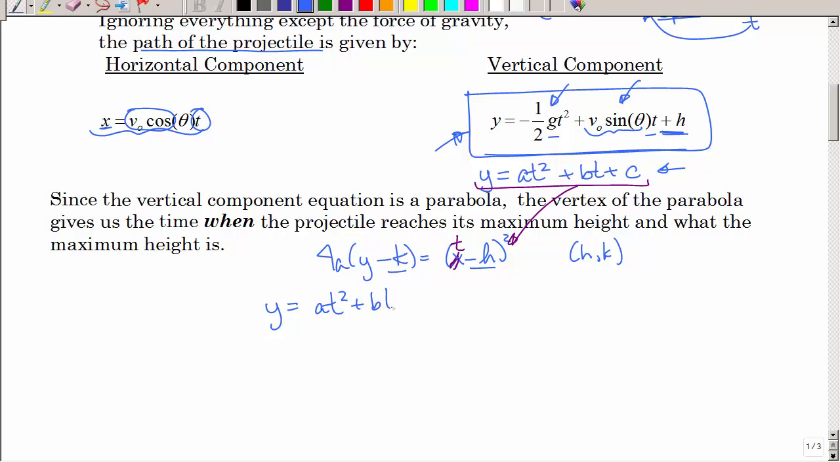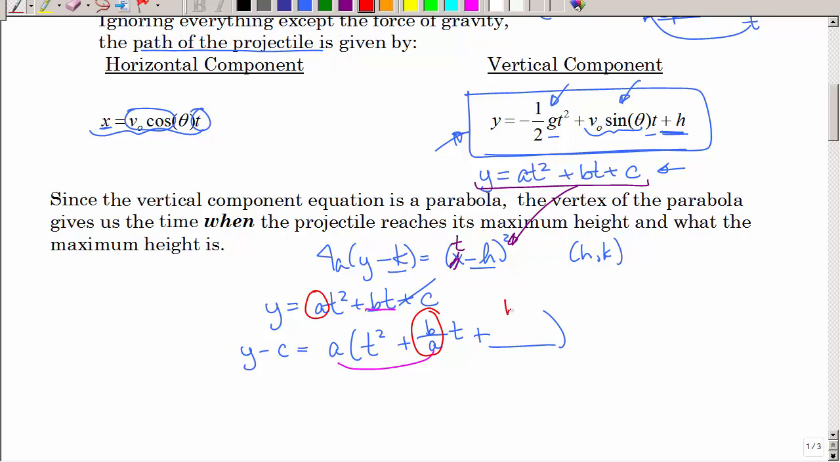All right, so we have this. We're going to subtract c from both sides. And remember, in order to complete the square, that coefficient has to be 1. So I'm going to factor out that a. In order to factor it out here when it's not there, I'm just going to divide by it. Convince yourself, if I multiply those together, I would just get b times t. Now in order to complete the square, I take half of that, square it, and add it to both sides.